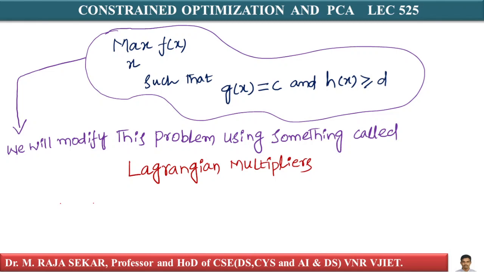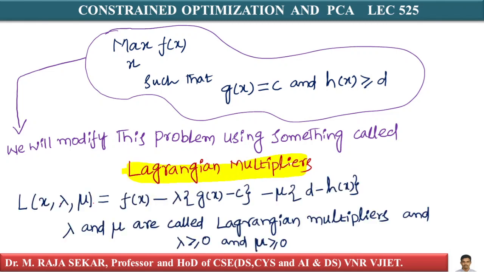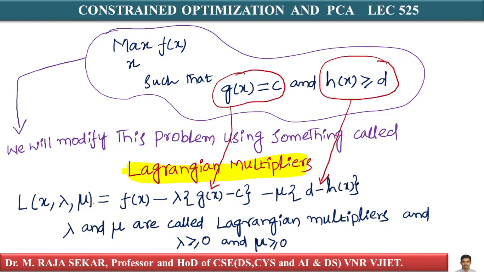The idea is as follows. Construct a new function called capital L. This function is called the Lagrangian, and how does it work? L of x comma lambda comma mu equal to f of x minus lambda into g of x minus c minus mu into d minus h of x. Lambda and mu are called Lagrangian multipliers, and lambda is greater than or equal to 0 and mu is greater than or equal to 0.